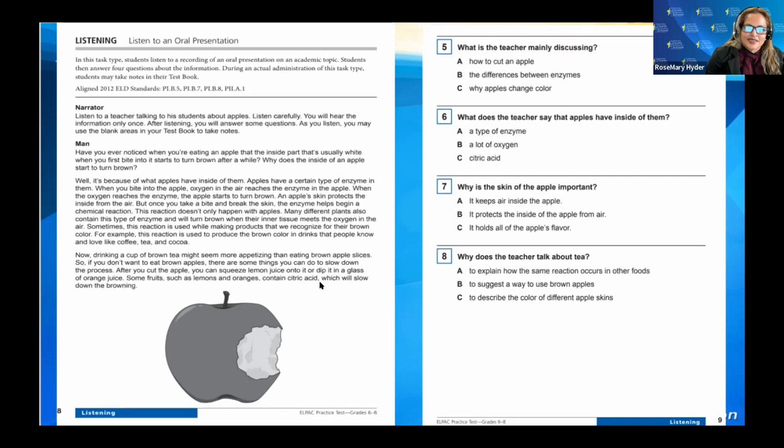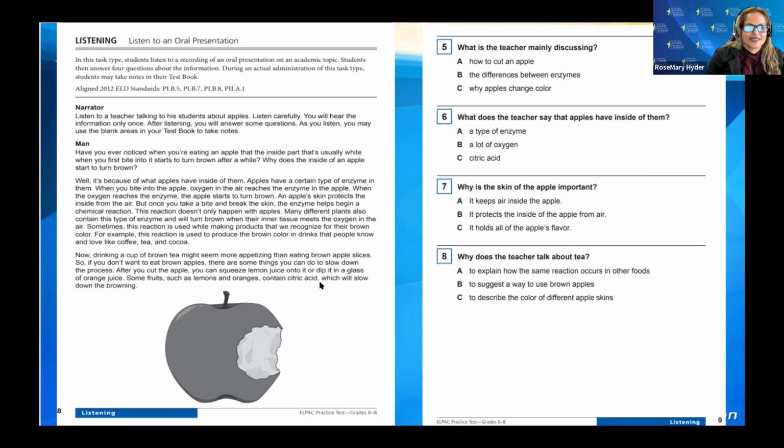Again, the narrative says, listen to a teacher talking to students about apples. Listen carefully. You will hear the information only once. Do most students pay attention to that? They're thinking, my teacher tells me this all the time, and they'll repeat and repeat until I get it. And on the assessment, they're not going to repeat this.